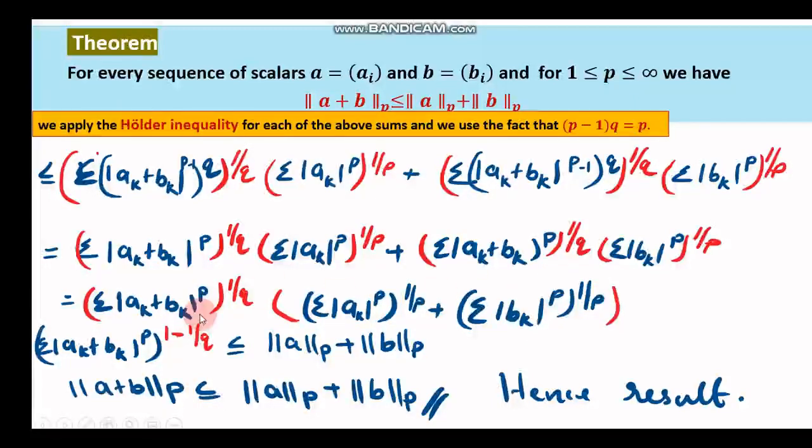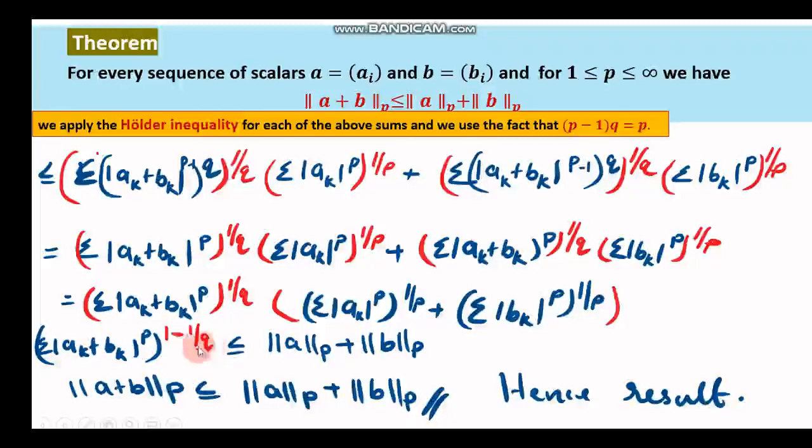Okay, this term we take to the left side. There was a term like this there. So we have 1, it will be 1 minus 1 by q which is less than or equal to, this term is actually the pth norm, right? So norm a plus norm b under pth norm. So this one, what you have is 1 minus 1 by q.